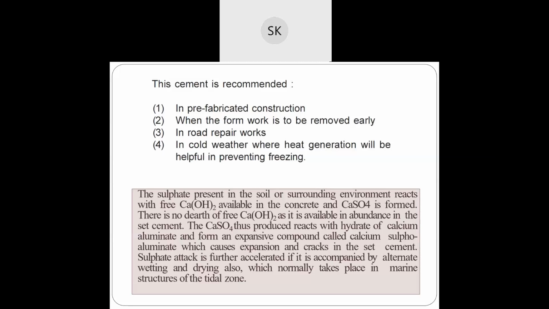So in this reaction, the sulfate is present in the soil or surrounding environment. The bridge piers get affected by the soil or water, so they make a reaction. You have to take care of that also. They've explained this. Just go through it once.